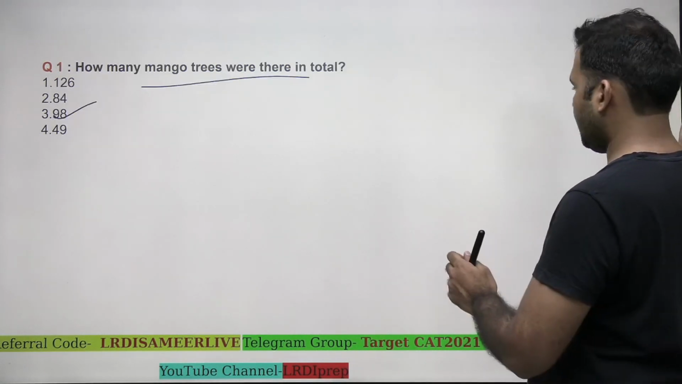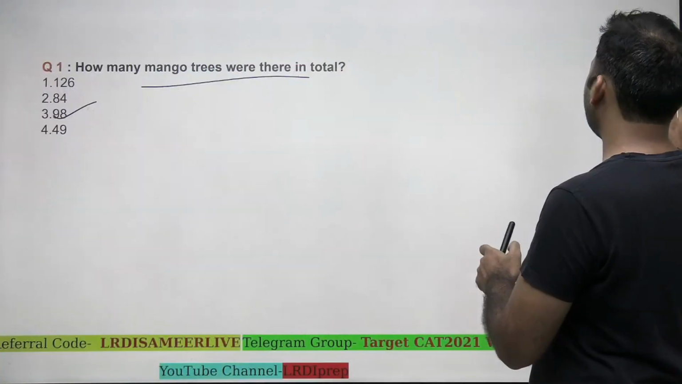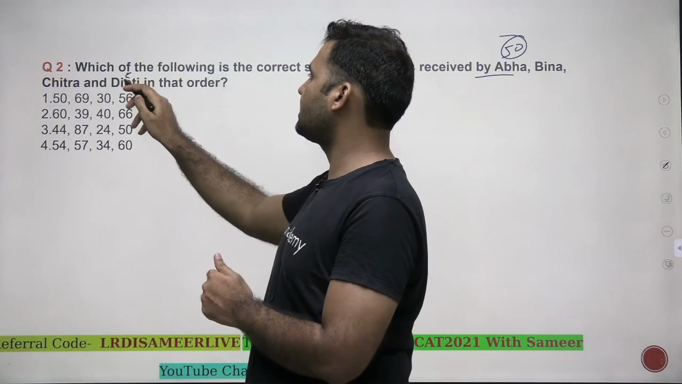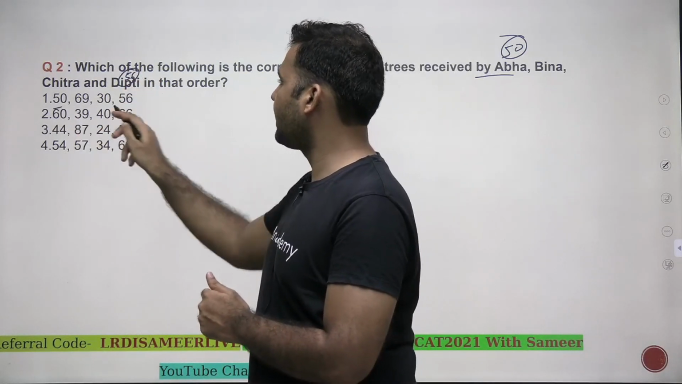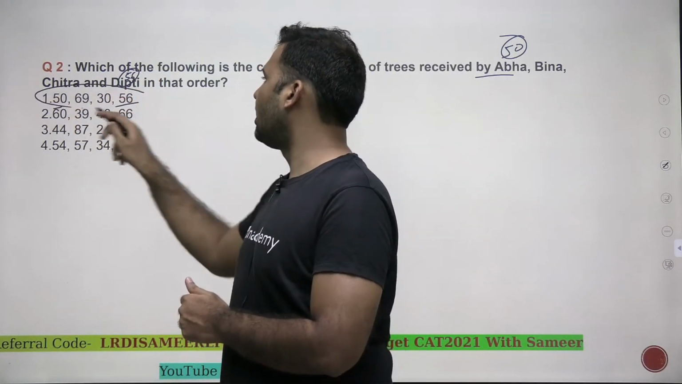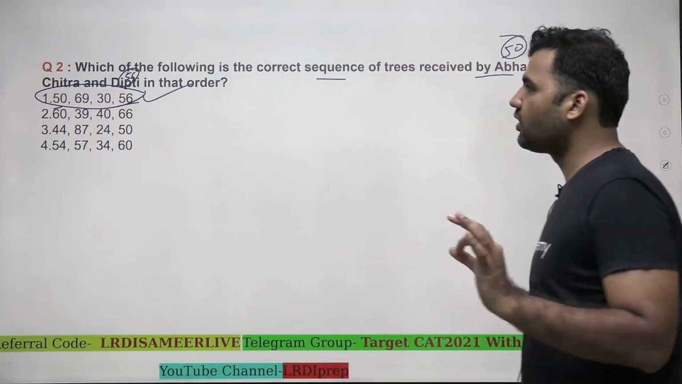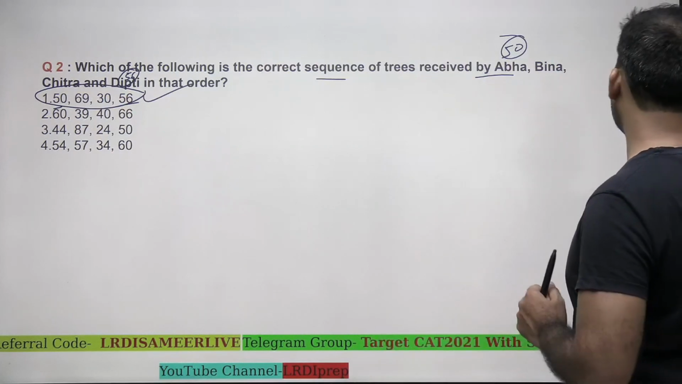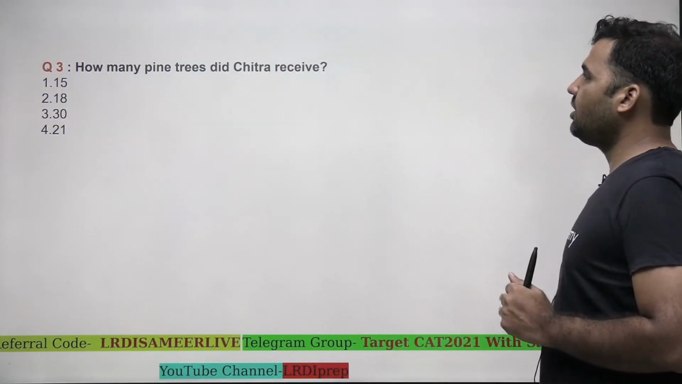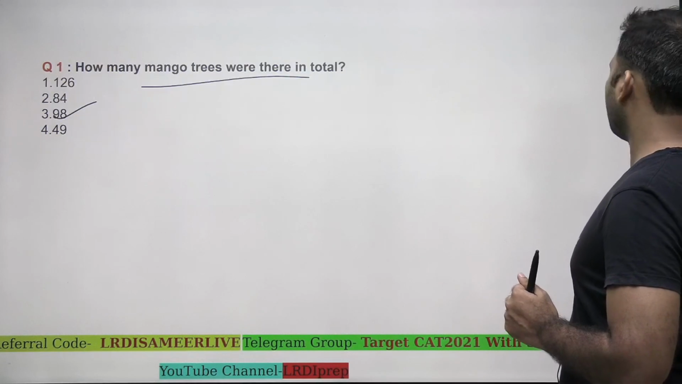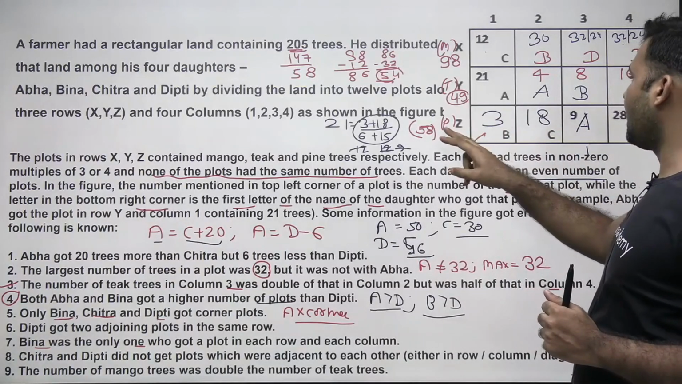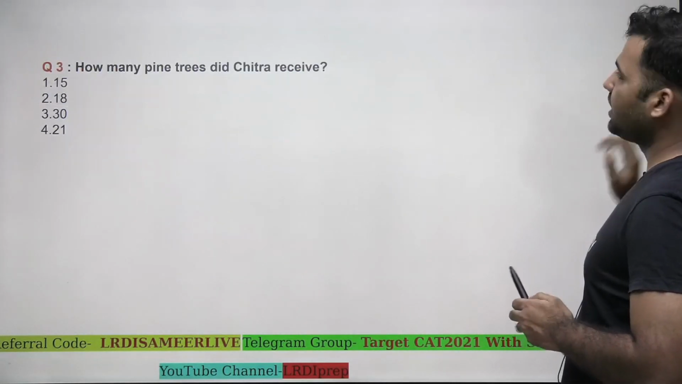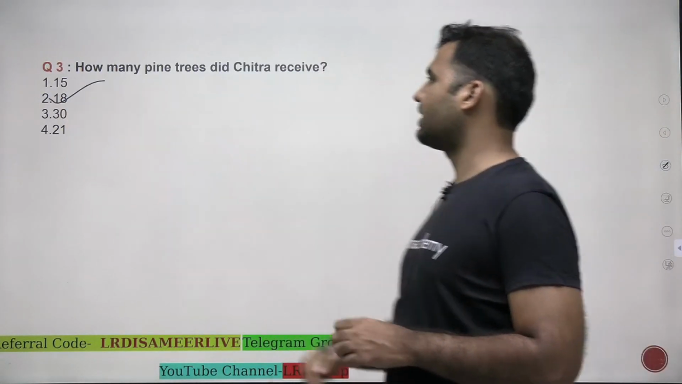Abha, we have seen, is getting 50, right? So we have 50 with Abha. Dipti, we know, is 56. So 50 and 56. So this is the only option which has allotted 50 trees to Abha and 56 to Dipti. So straight away you can go with this option. A is the correct answer. How many pine trees did Chitra receive? Pine trees are, you can see, in the third row, and Chitra is having 18 pine trees. So therefore the answer to the question will be the second option.